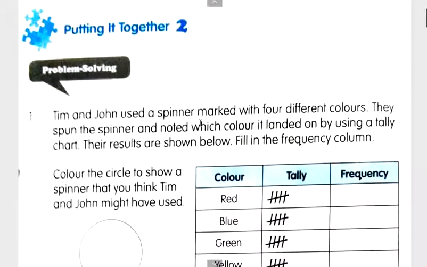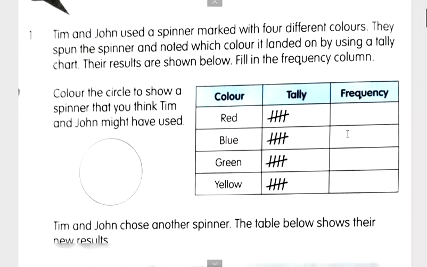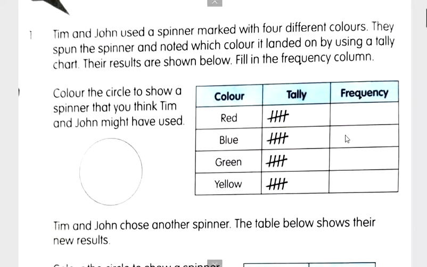Okay, now this is Putting It Together too. Tim and John use a spinner marked with 4 different colors. They spun the spinner and noted which color it landed on by using a tally chart. Their results are shown below. Fill in the frequency column. Color the circle to show the spinner that you think Tim and John might have.